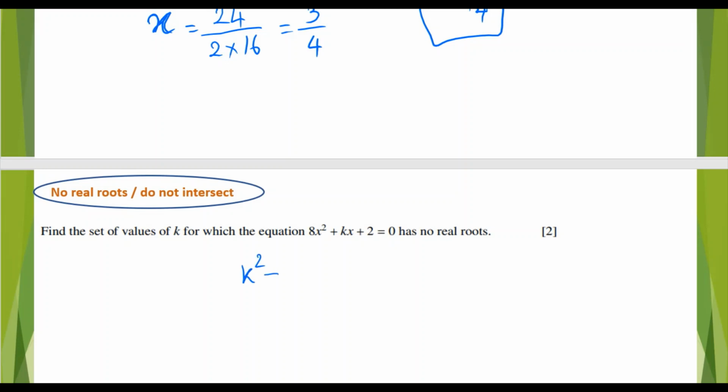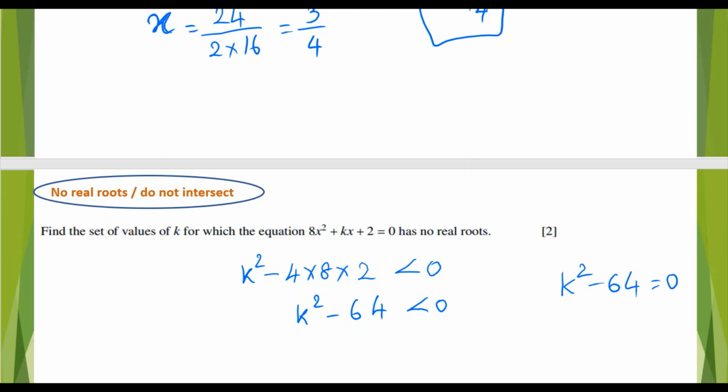Let us find out what the b squared minus 4ac value is here. k squared minus 4 multiplied by 8 multiplied by 2, and this is less than 0. So you will get k squared minus 64 is less than 0. Now to find the k value, let us assume k squared minus 64 equal to 0. So you will get k squared equal to 64 and k is equal to plus or minus 8. Okay. Now to write the inequality, first let us sketch the graph.